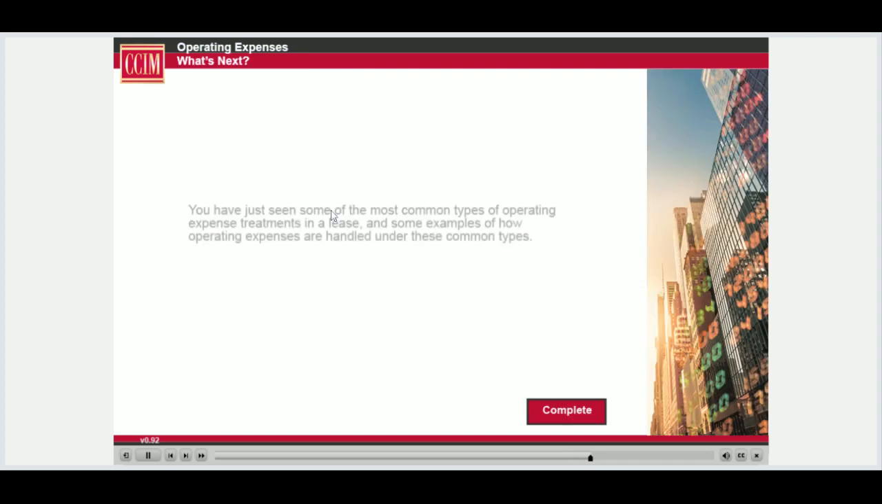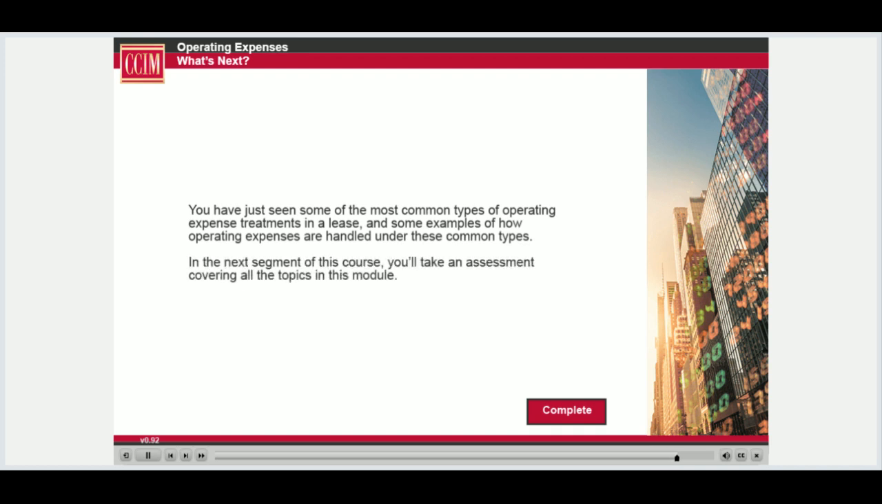You've just seen some of the most common types of operating expense treatments in a lease, and some examples of how operating expenses are handled under these common types. In the next segment of this course, you'll take an assessment covering all the topics in this module.